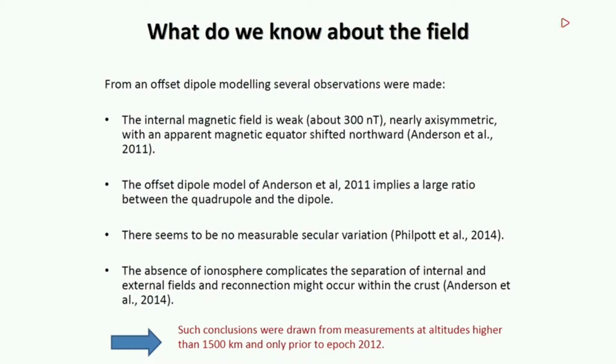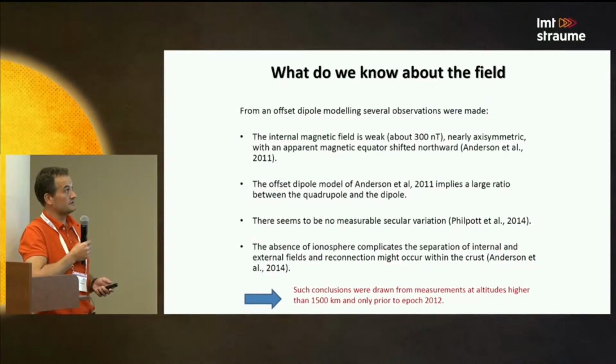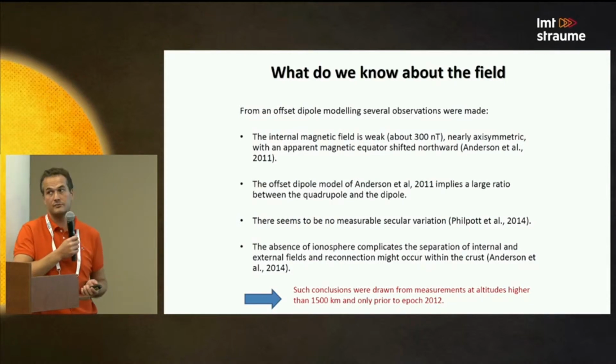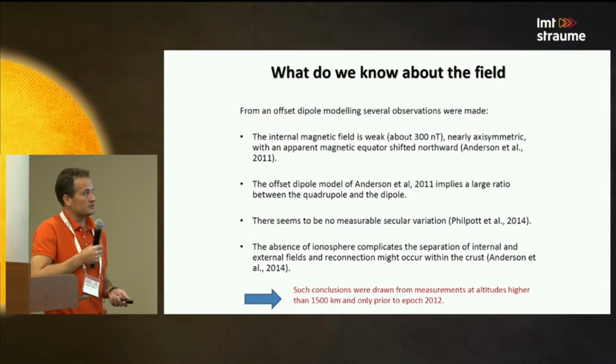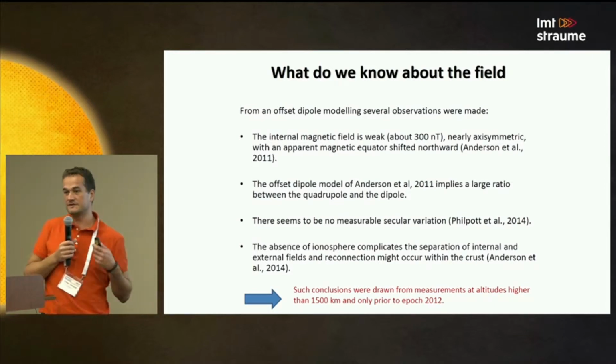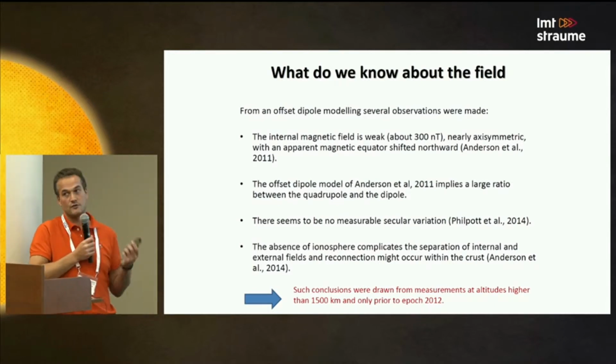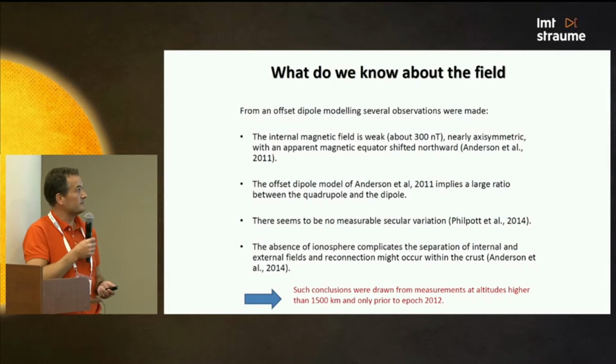So far, what do we know about the magnetic field of Mercury, the internal field? The work that was done recently all confirmed previous results. The internal magnetic field is rather weak, 300 nanotesla. It's nearly axisymmetric, and it has an apparent magnetic equator shifted northward. I'm really insisting on this apparent magnetic equator because we have no real access to the southern hemisphere.